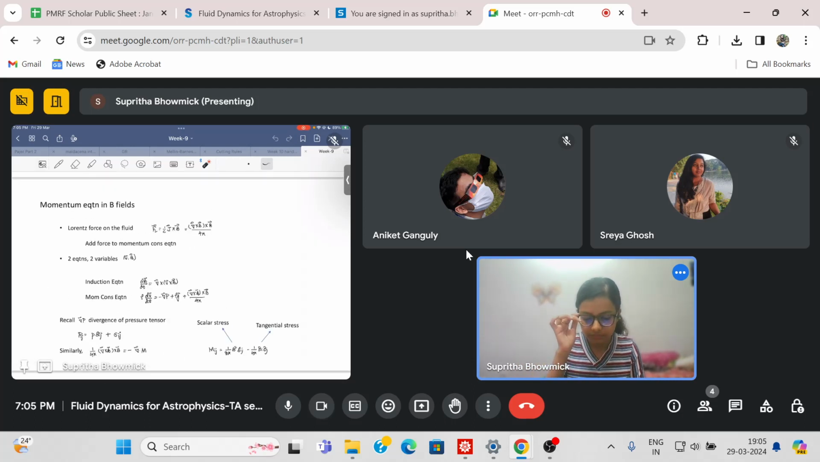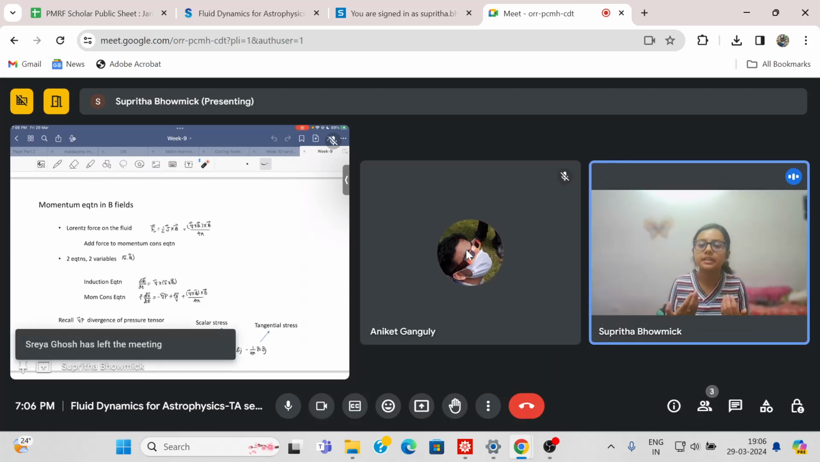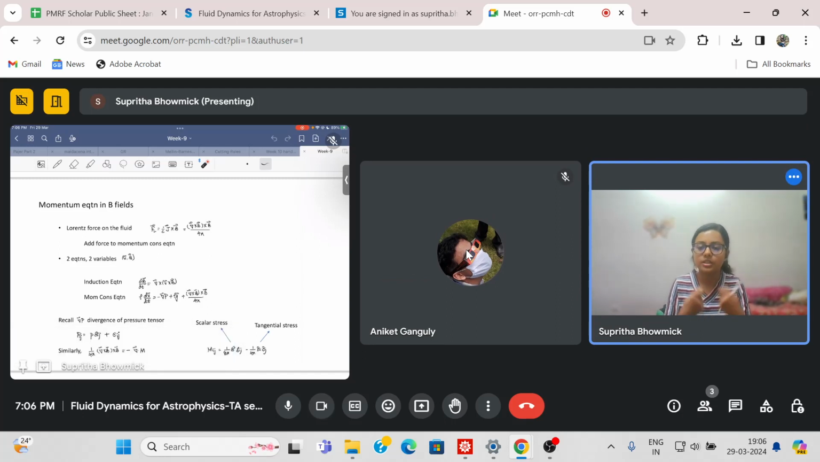Okay, all right. Now, if you want to write down the equation of motion, the momentum conservation equation for such fluids which are immersed in magnetic fields, we have to look at the extra force that arises because of the fact that there are magnetic fields. And what is the extra force? There's some Lorentz force, simply because there's some current flowing through the fluid. The Lorentz force is given by J cross B divided by c.